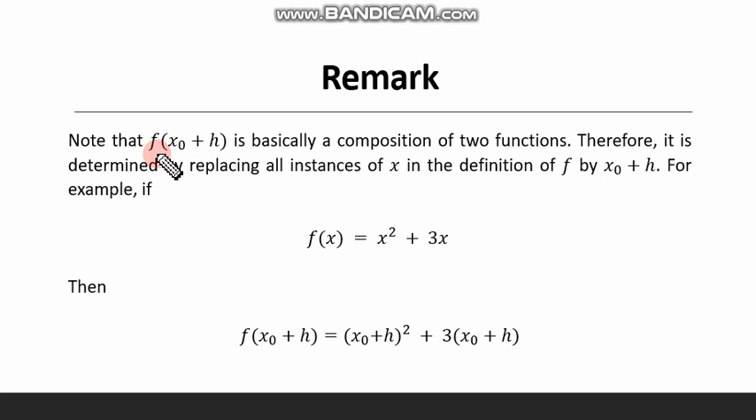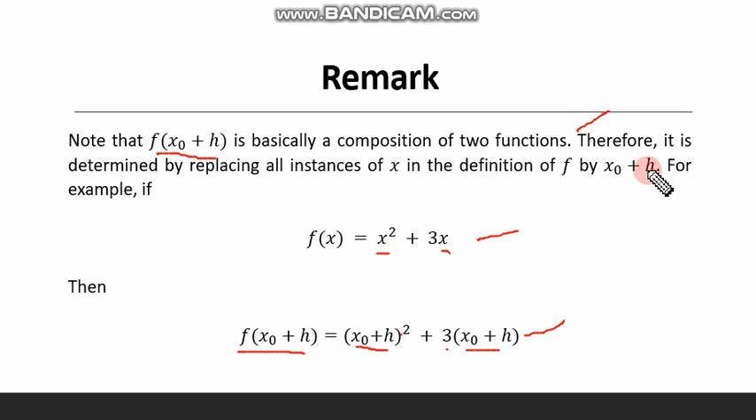Okay, so let's have a reminder here. The f of x sub 0 is a composition of two functions. And if you remember in your general mathematics, for f of x sub 0 plus h, for instance, we have f of x equal to x squared plus 3x. It means that f of x sub 0 plus h is, we will just expand all the values of x to become x sub 0 plus h. So again, x squared plus 3x becomes x sub 0 plus h squared, and then the 3x becomes 3 times x sub 0 plus h. That's what f of x sub 0 plus h means.